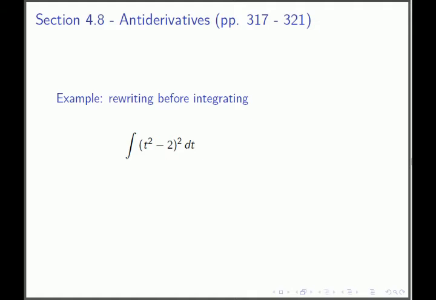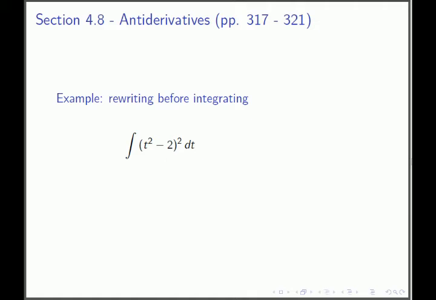Okay, this integral is going to be a little bit trickier because it's not already in the form where we're going to be able to use the power rule. It's not just t to a power. Instead, it's some complicated expression of t squared minus 2 raised to a power. So before we can do anything, we're going to need to rewrite this integral.